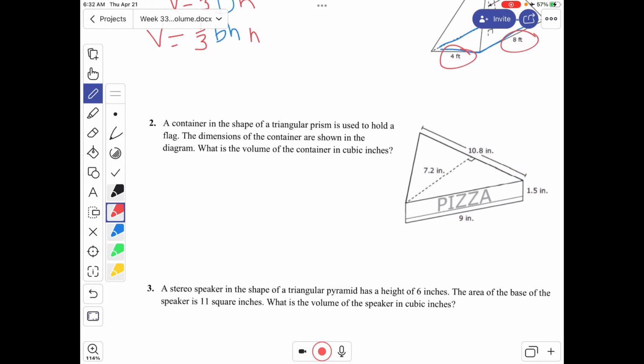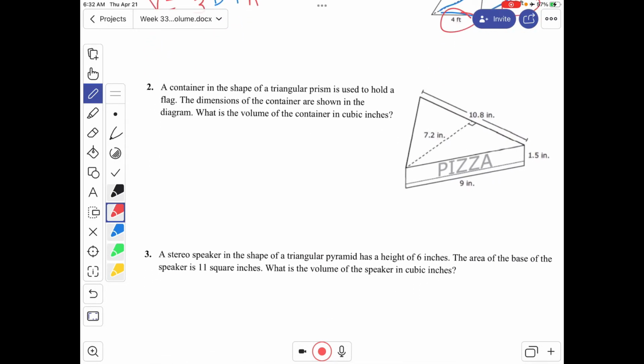Number 2, a container in the shape of a triangular prism is used to hold a flag. The dimensions of the container are shown in the diagram. What is the volume of the container in cubic inches? This time you're going to need the formula for a triangular prism.